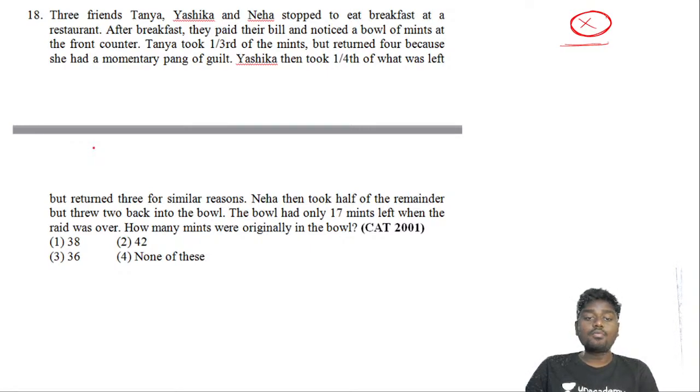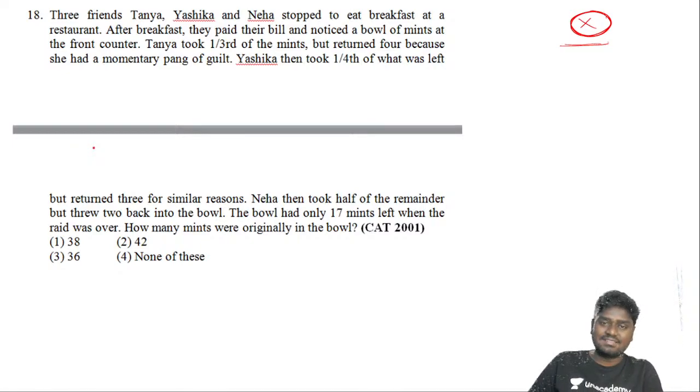You need to find how many mints were originally in the bowl. All you need to do is very simple. You can approach it in 2 different ways.